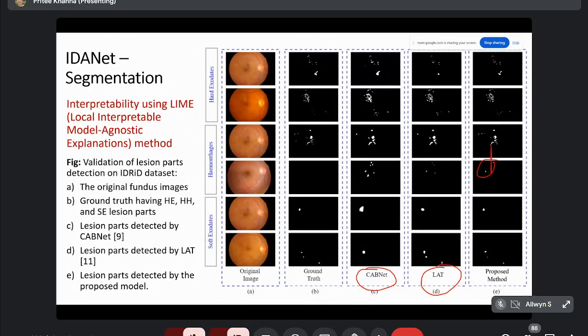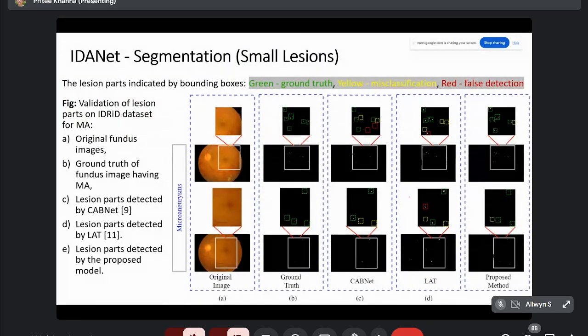Okay, so we just saw that IdeaNet can identify low contrast as well as blurred lesion parts effectively, and IdeaNet can differentiate the background and the lesion parts more accurately as compared to the state-of-the-art methods. And now our focus is on the small lesions.